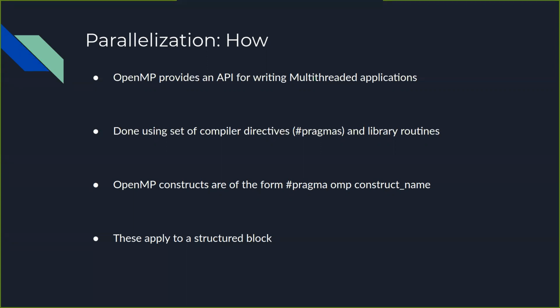OpenMP pragmas follow a generic pattern of pragma, omp, and the construct name. Different constructs provide different features of the library, and every pragma or construct applies to a structured block. Typically you would have a bunch of code below the pragma, and the pragma applies only to that code, not to anything outside it.